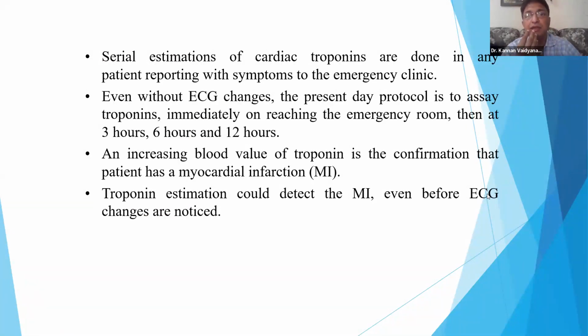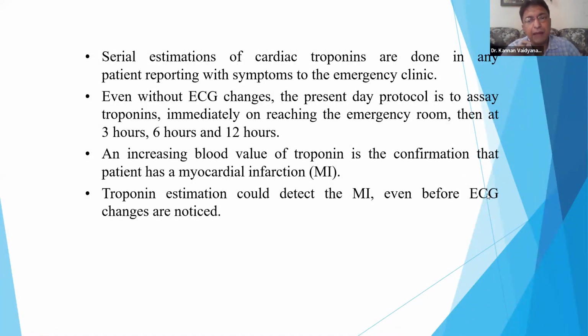Even though it elevates only at 4 hours, it is good to have a basal level before that. At the earliest, if you can have the troponin level, that would be good. After that, at 3 hours, 6 hours, and 12 hours, serial estimations are usually done. An increasing blood value of troponin is almost confirmative of myocardial infarction.